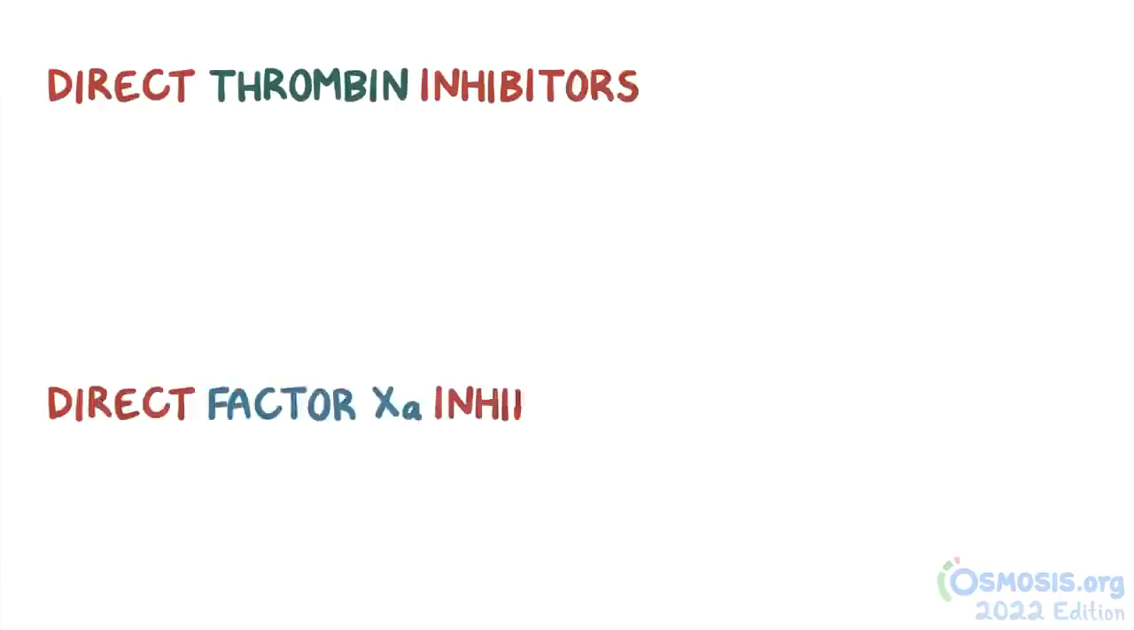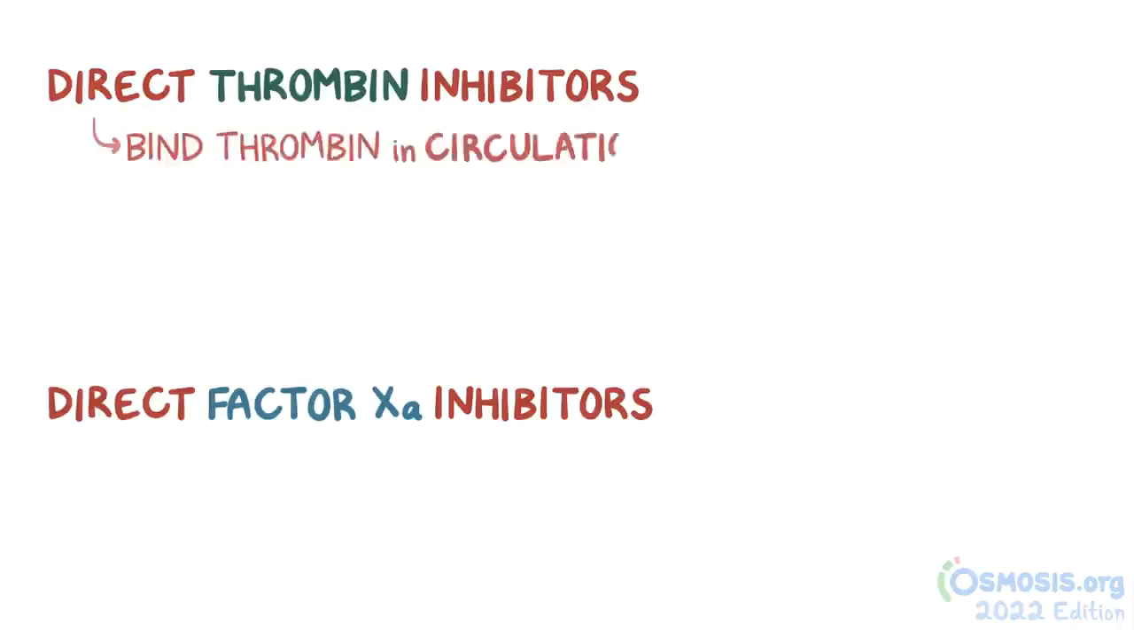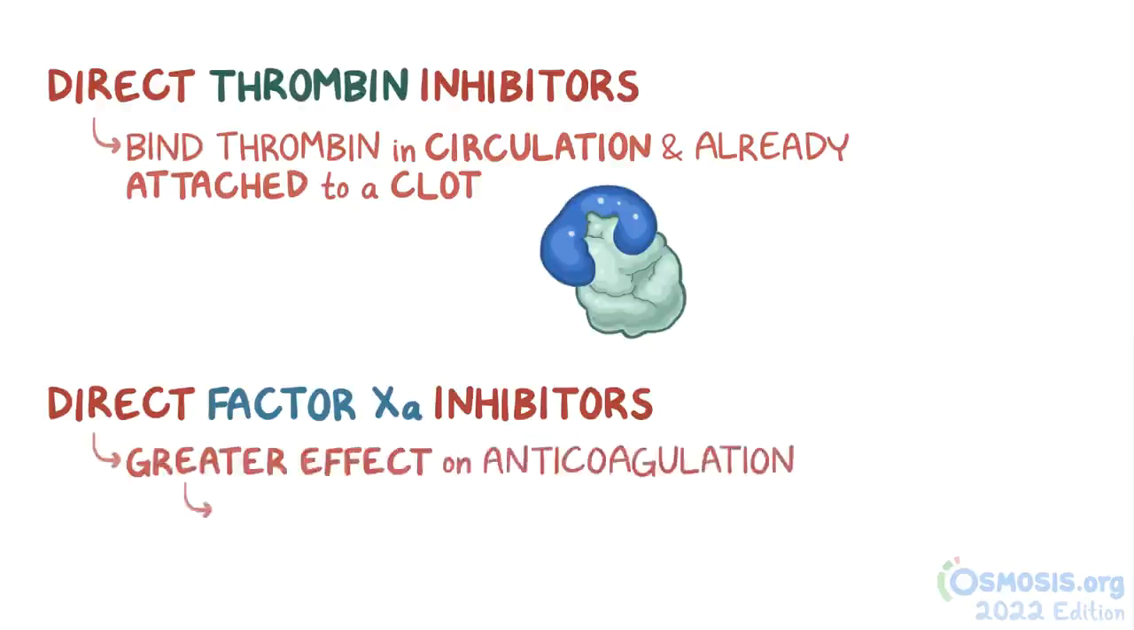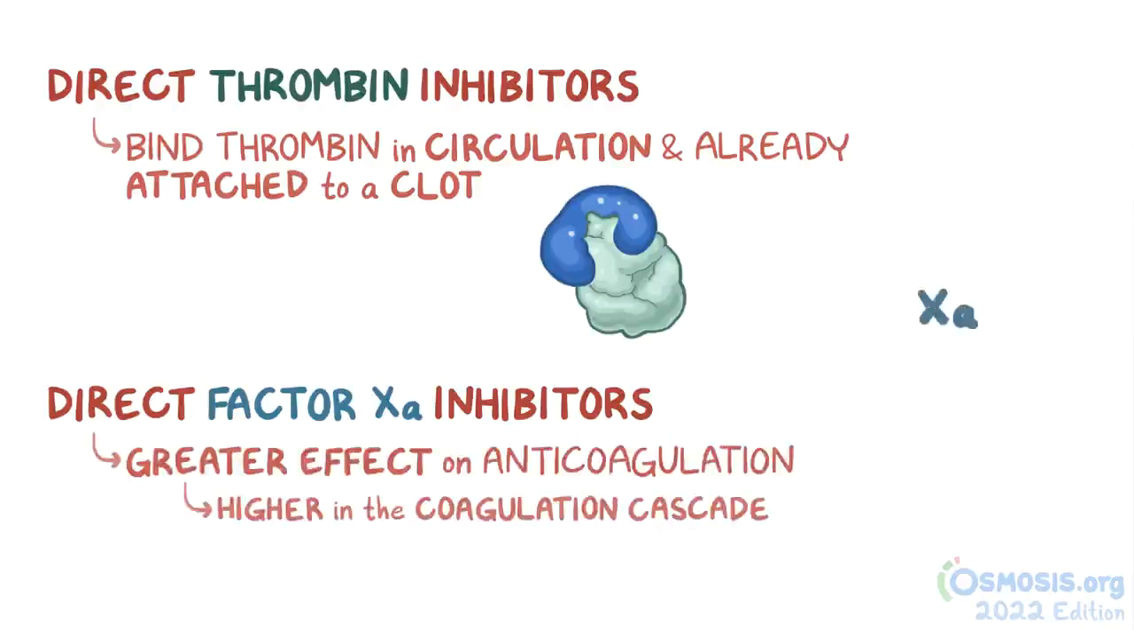The direct thrombin inhibitors and the direct factor 10A inhibitors inhibit the coagulation cascade by binding to their corresponding coagulation factors after they've been activated. The direct thrombin inhibitors can bind to thrombin that's in the circulation, and those already attached to a forming clot. Factor 10A inhibitors have the same function on 10A. However, it has an overall greater effect on anticoagulation, since it's higher up in the coagulation cascade. So each molecule of the medication can prevent multiple thrombins from being activated by factor 10A.